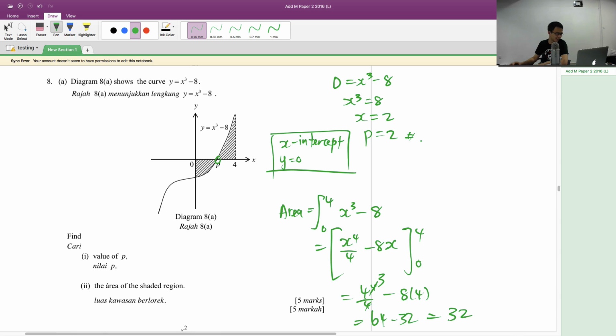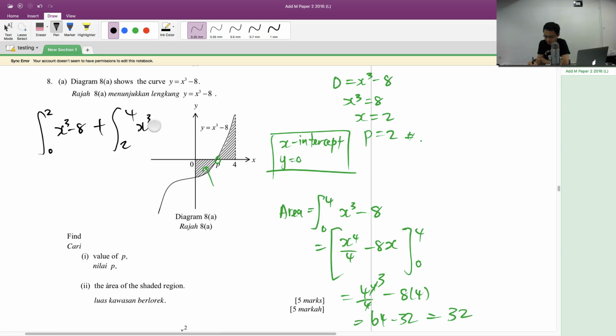Yeah, I think it's just 32. However, let's try to separate to see whether we can get the correct answer, because I worry this one actually gives you a negative value. So let's separate, because sometimes you can straight away do it, sometimes you can't. So if P is 2, I do 0 to 2 first, x cubed minus 8, and then plus 2 to 4.